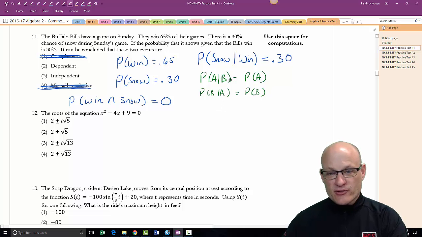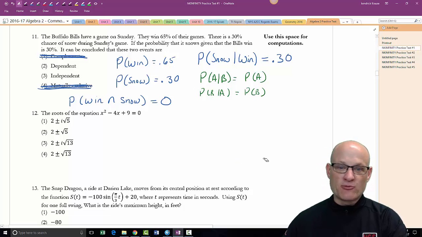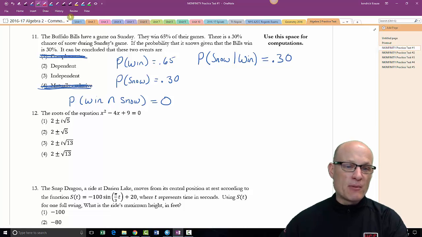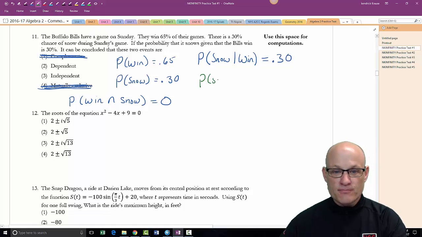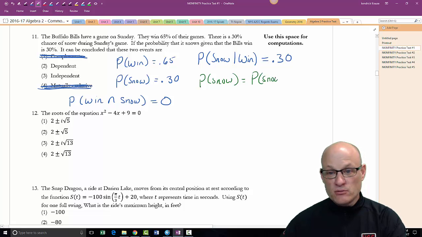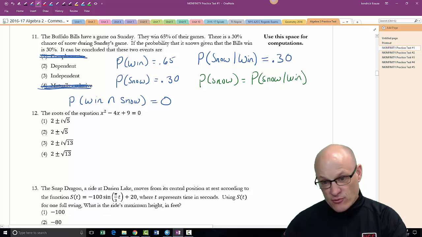But it is there, so in this case, the probability of A equals the probability of A, or the probability of B equals the probability of B. It doesn't matter that A happened. In this case, it didn't matter that B happened. So in this particular case, what we need to show or prove for independence is, does the probability of snow equal the probability of snow given that they win? Because remember, if we don't care about if they win, is this going to be the same here?